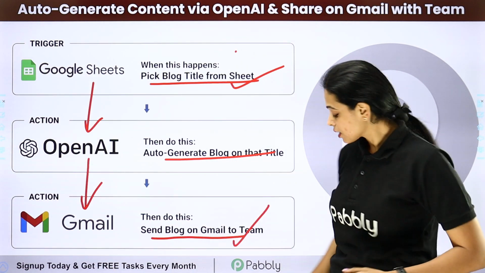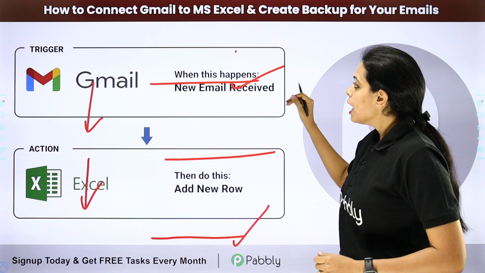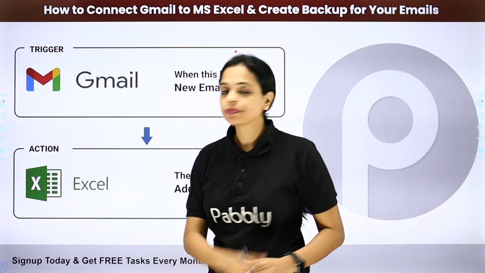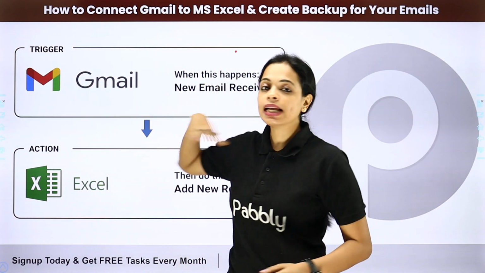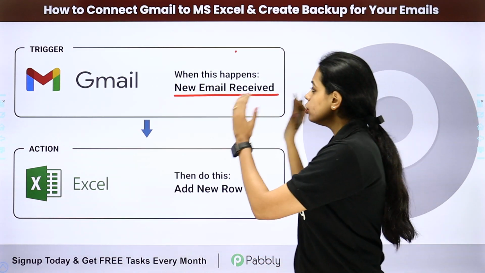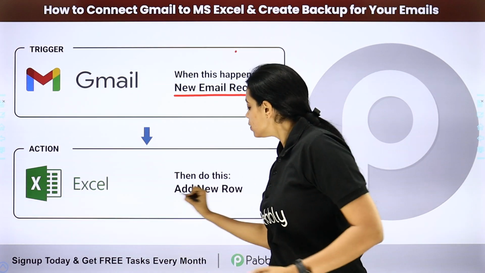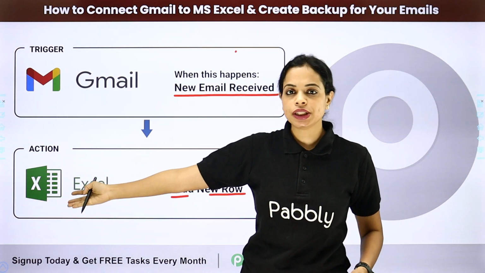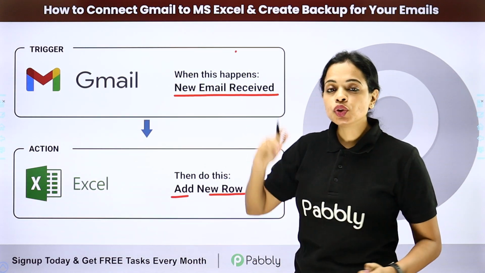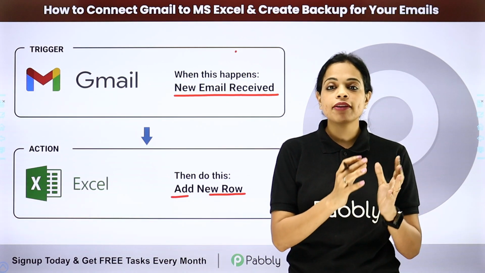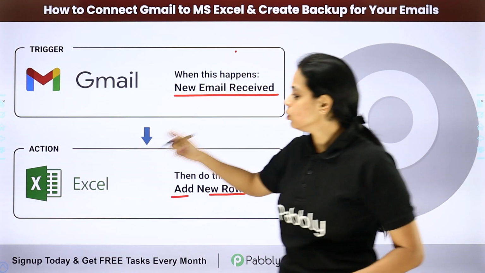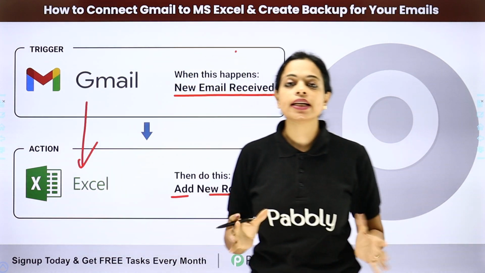And the last example that we have here is how to connect Gmail to MS Excel and create backup for your emails. So here we have our Gmail as a trigger application. So every time a new email is received, the information of this email would be saved in your Excel sheet. Here you can choose any other spreadsheet as well. So let's say you are using Google Sheet or Airtable. So what you're doing is, you do not have to extract your email, and you do not have to read it out and write it manually. This is again automated. How? Integrate the two applications and your thing is done.